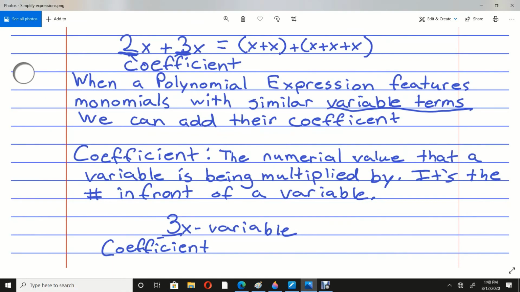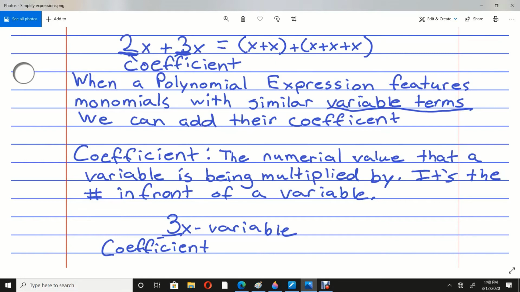Anyway, 2x plus 3x equals 5x. When the polynomial expression features monomials with similar variable terms, such as x, we can add their coefficients. Now, what is a coefficient? You may or may not remember the term from last year. You may remember me saying it, but maybe you don't remember what it is.